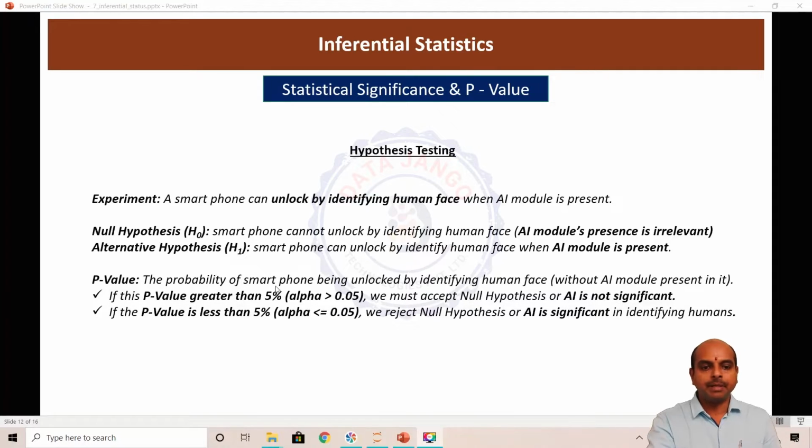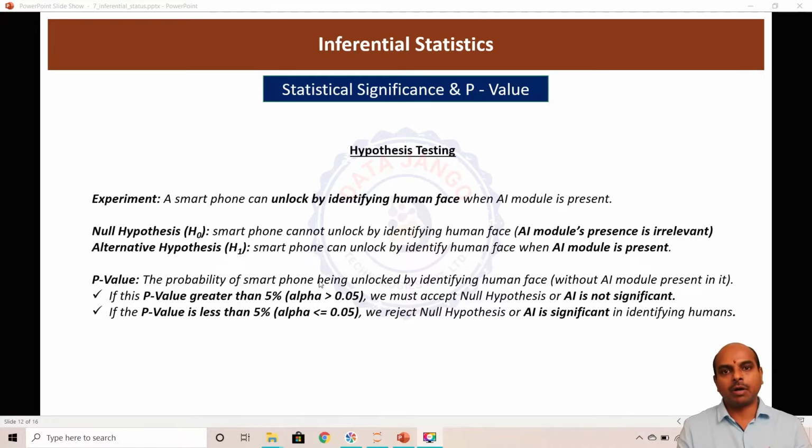So here the p-value, the probability value we need to find is, when null hypothesis is true, what is the probability of a smartphone unlocking by looking at a human's face? When null hypothesis is true, that means when AI module is not present, a smartphone able to identify human being's face is the p-value or the probability.